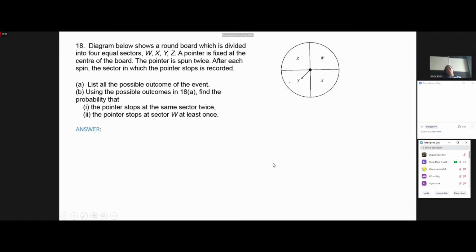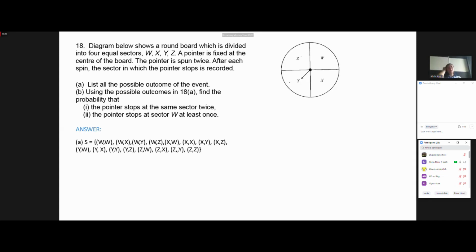Now 18. This is a spinner. So again, write down all your possible outcomes. I told you this is the real SPM question, so you need to write down a lot of possible outcomes. Do not be lazy. And remember, use your tree diagram as your guidance. Don't visualize. You just draft the tree diagram, then you straight away write down all the outcomes. So these are the outcomes. You can get WW, because this is a spinner and you can still get the same letter. Your spinner, you spin twice. So question A, that's your sample space.